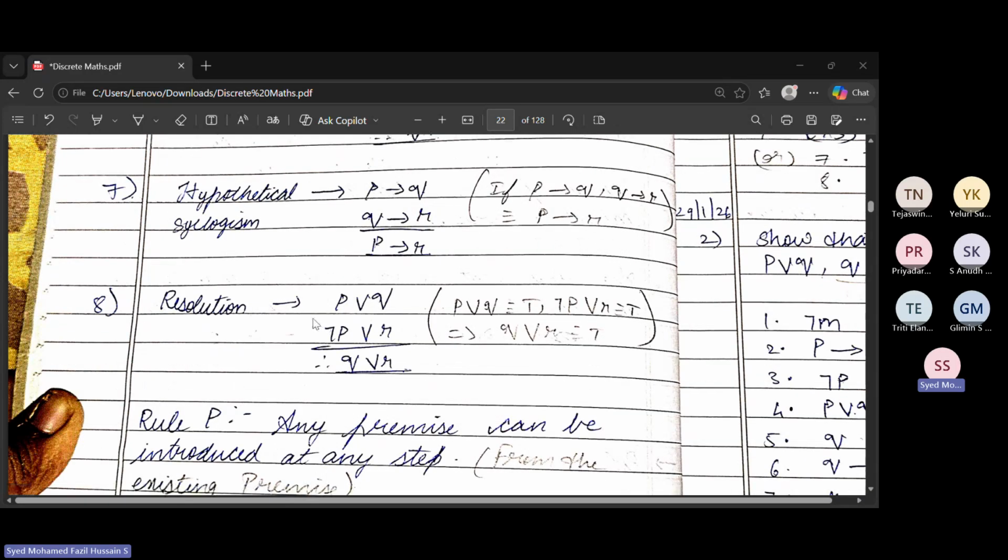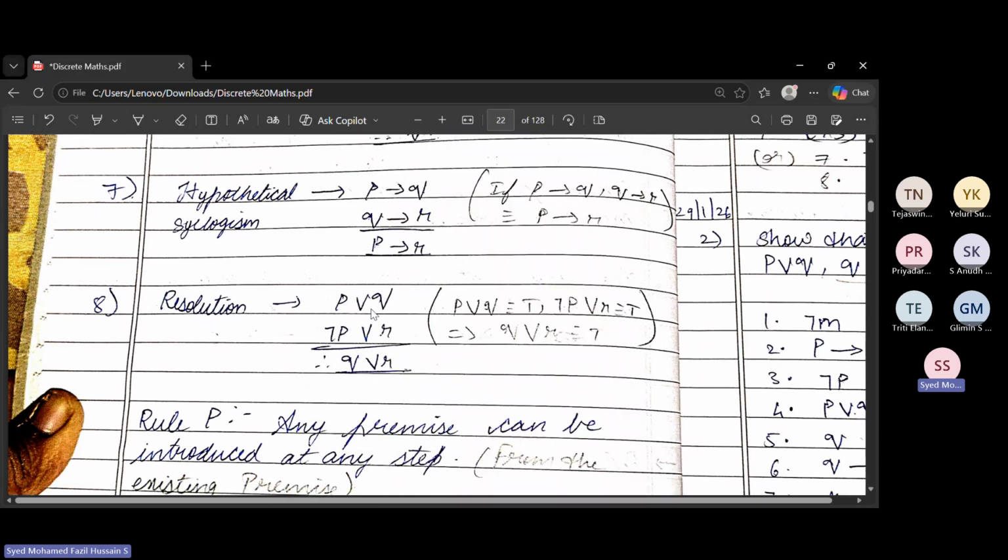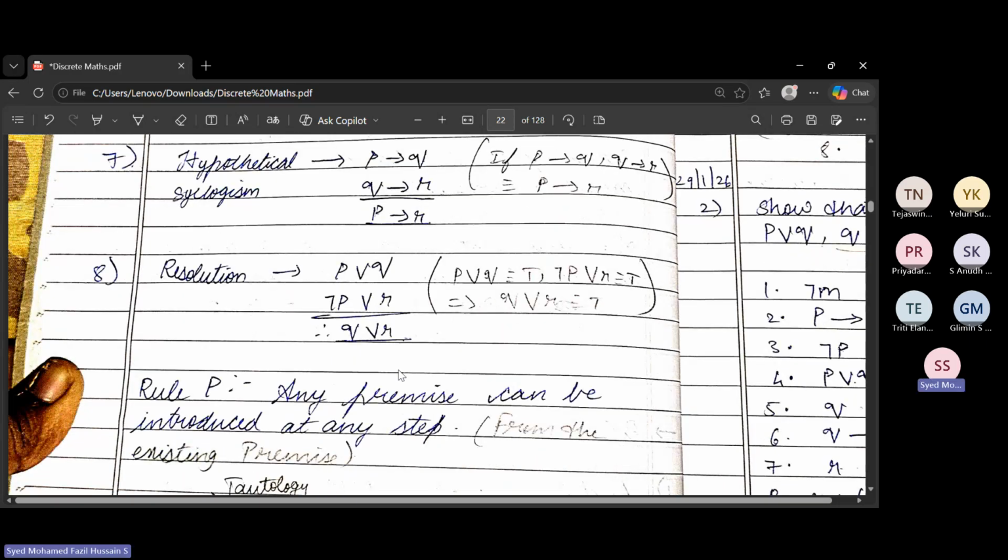Resolution is something like this: if P or Q is given, and not P or R is present, then Q or R is true. As you can see, for P or Q and not P or R both to be true, we have to discard P, so that Q or R will be true.